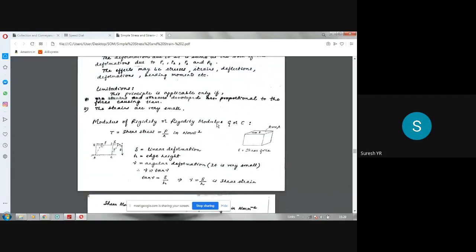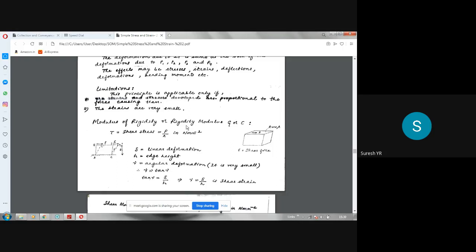Or modulus of elasticity E, capital E, which is given by the ratio of linear stress to linear strain within elastic limits. That is the definition of Young's modulus E, and we have done some problems also on that. There is another constant called modulus of rigidity or rigidity modulus, which is denoted by G or C. In some books they denote it as C.